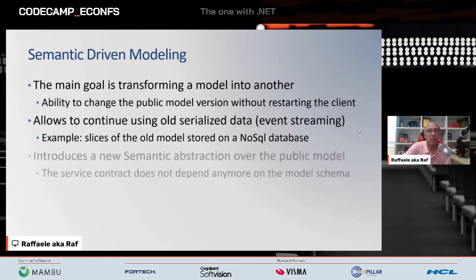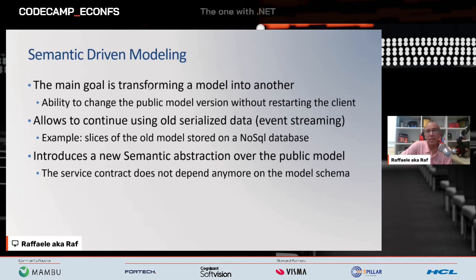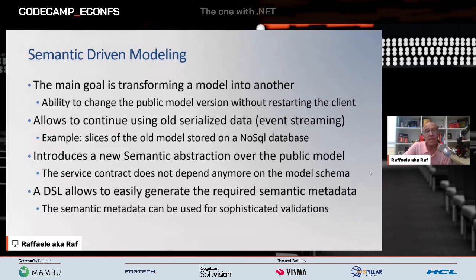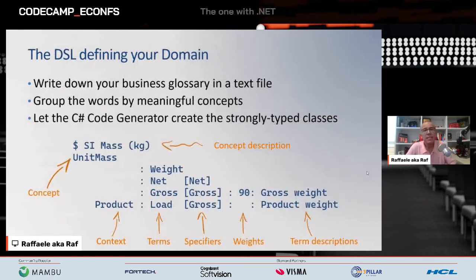It's really difficult. So semantic driven modeling substantially introduces a new abstraction over the public model exposed by the service. So the service contract does not depend anymore on the model, but on this conceptual model, which is different. And now we will see a DSL, a domain-specific language, very simple. It's just text with a few words that will drive the creation of this metadata. So the idea is to make this mapping easy.